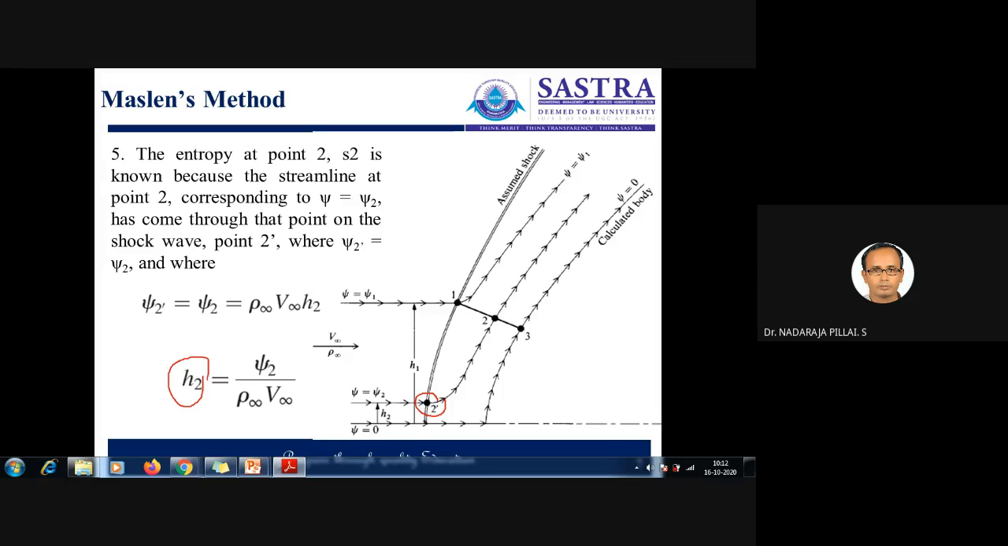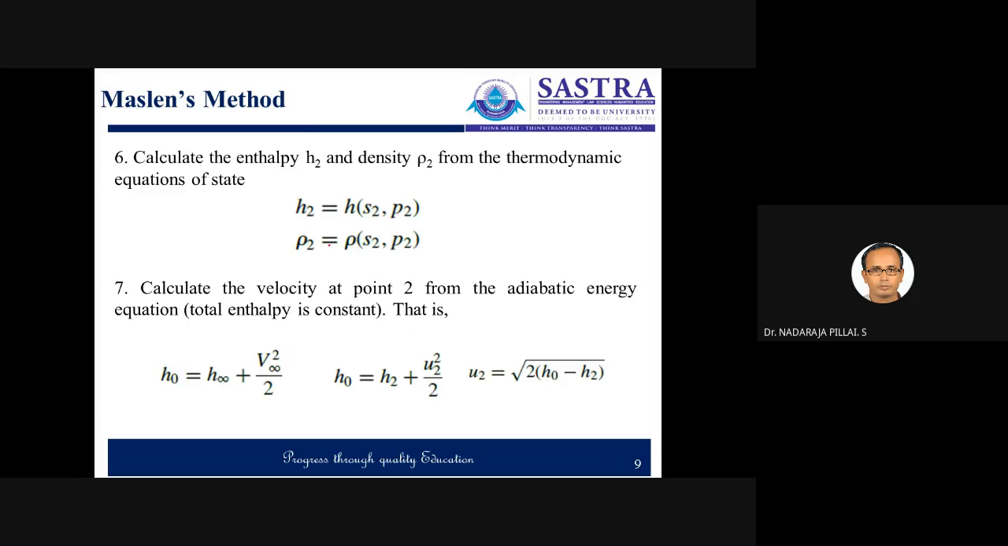So now let us calculate H2. H2 and rho 2 can be calculated from the thermodynamic equations of state, right? From the thermodynamic equations of state, we can calculate H2, which is a function of S2 and P2, right?